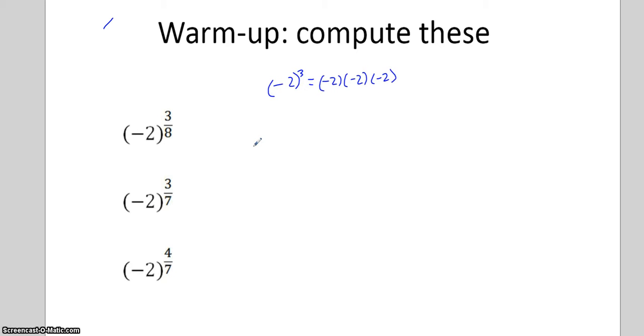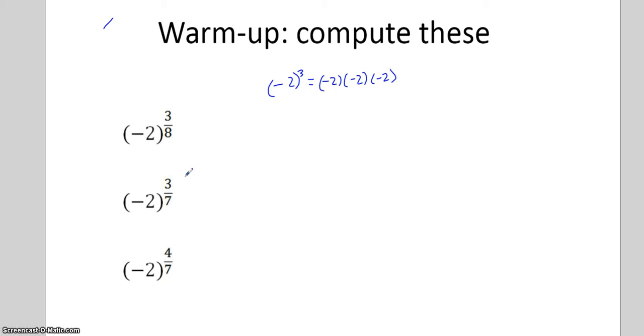It gets more interesting, though, when there's fractional exponents here, because what does it mean to multiply negative 2 3/8 of a time, right? We can't really easily express it in this form here. It's not really repeated multiplication. So I want to go through each one of these to talk about what's going on here.